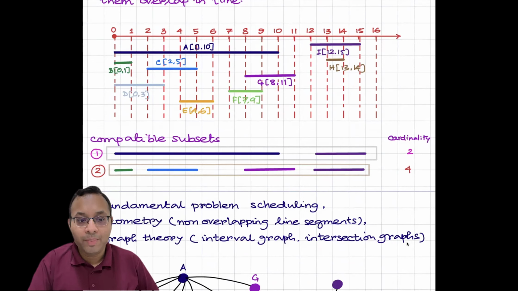But our goal is to find a maximum such subset, and one can try out and find that the maximum cardinality subset that is non-overlapping is of size 4. And there are multiple candidates. One could be, we can take B, then C, then G, then I. We can also take B, C, G, H. There can be multiple solutions, but in all these cases, the optimal solution is 4.